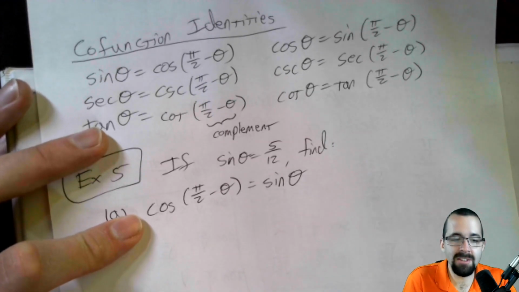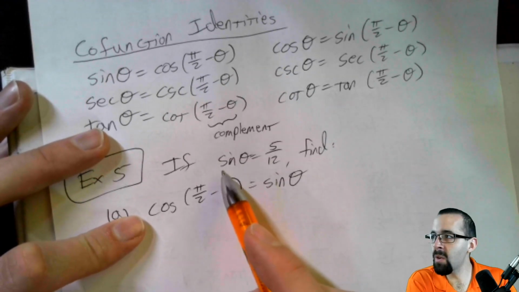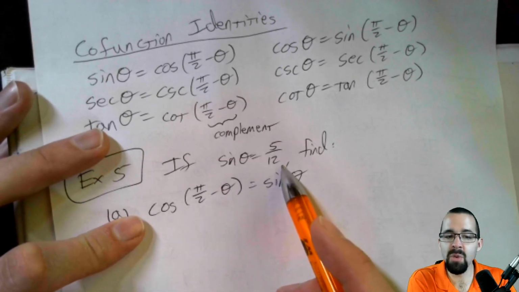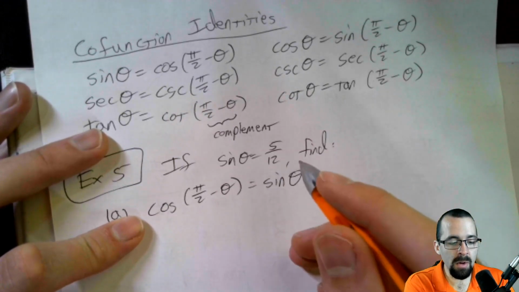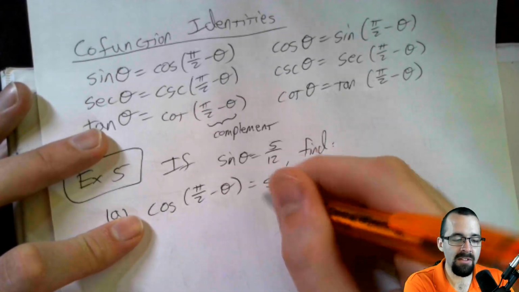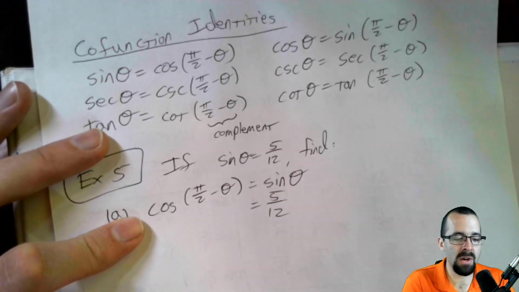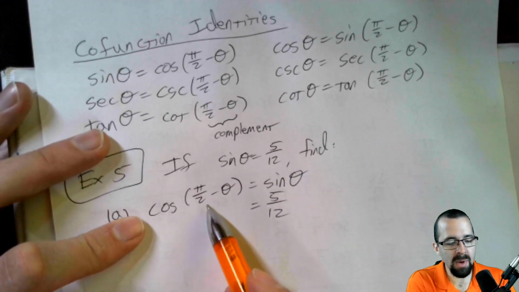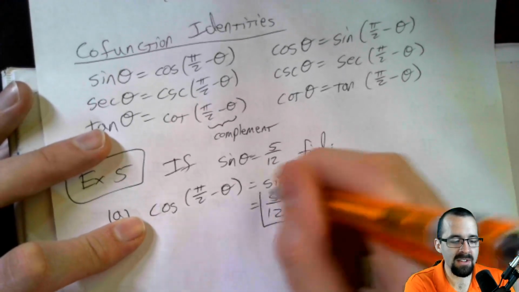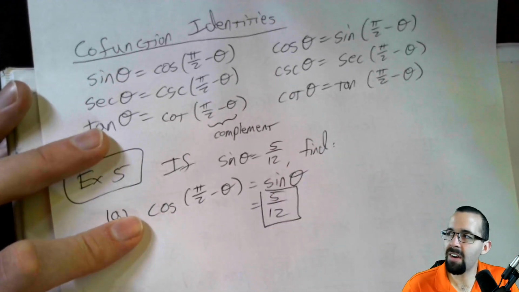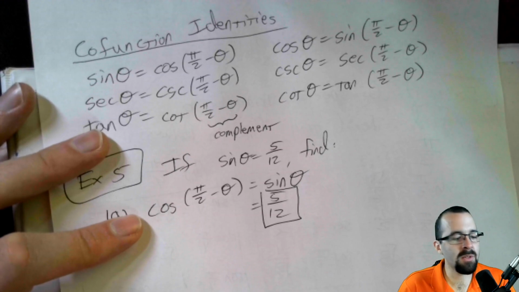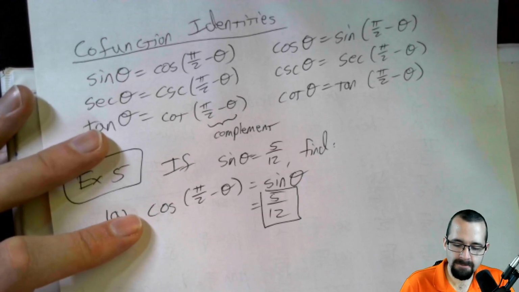This looks much nicer all of a sudden. Also, we know we were told that the sine of theta is 5/12. So if they are equal, we can replace them. Replace the sine of theta with a 5/12. The cosine of pi over 2 minus theta is equal to 5/12. There you go. That is one way that you can use the cofunction identities.